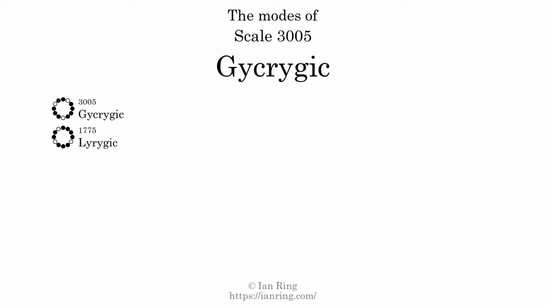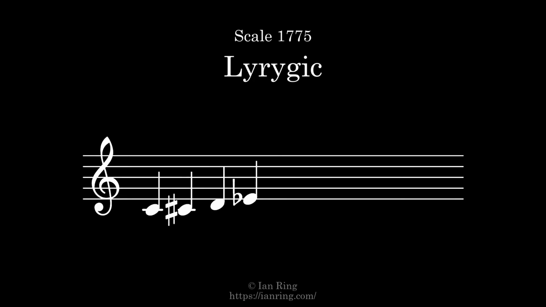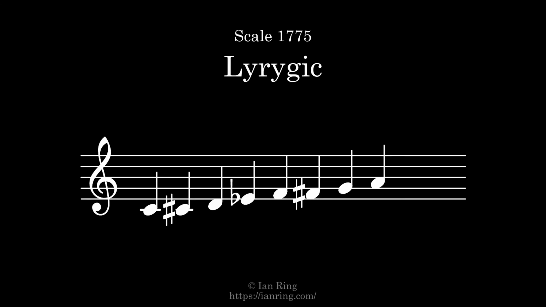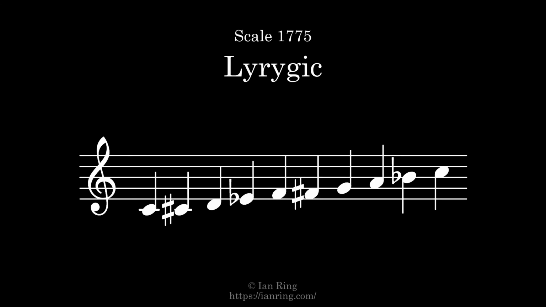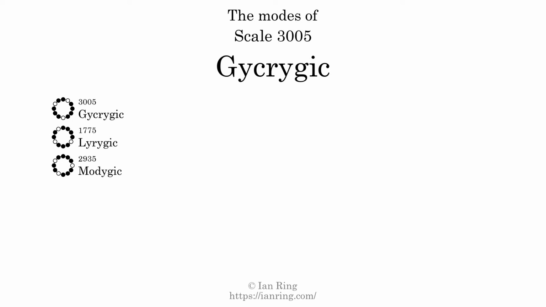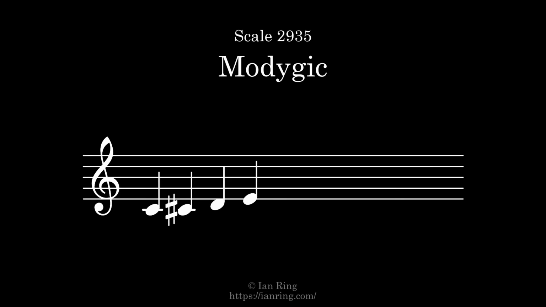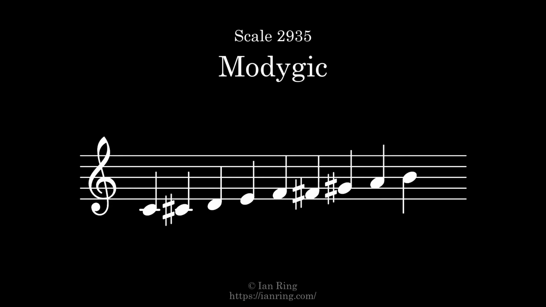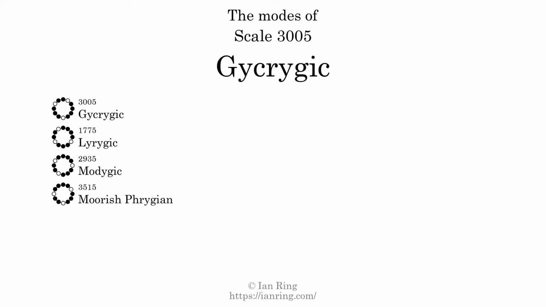It sounds like this. The third mode is scale 2935, also known as Gycrygic. It sounds like this. The fourth mode is scale 3515, also known as Moorish Phrygian. It sounds like this.